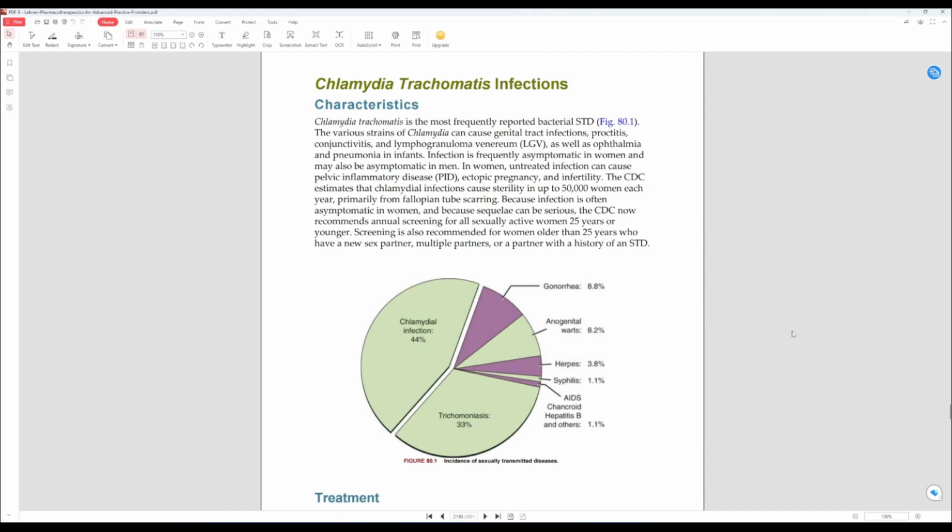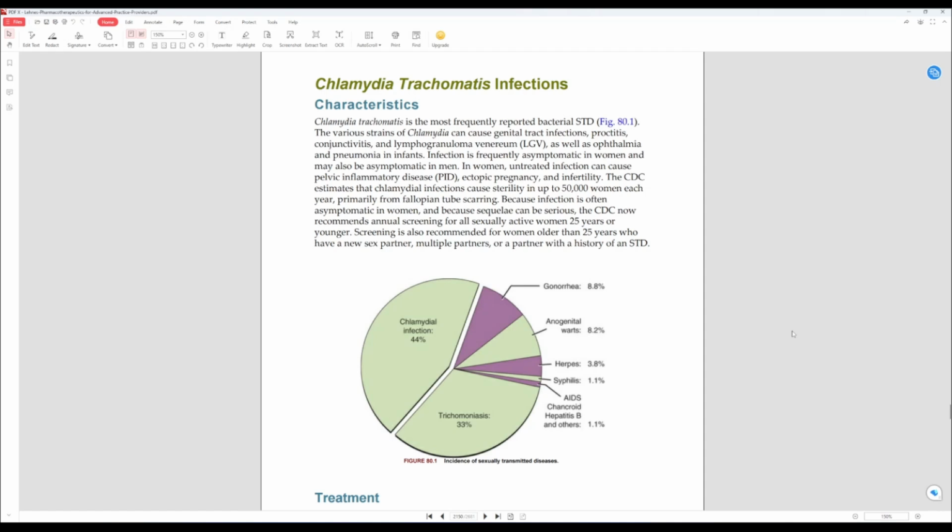Its characteristics. Chlamydia trachomatis is the most frequently reported bacterial STD. The various strains of chlamydia can cause genital tract infections, proctitis, conjunctivitis, and lymphogranuloma venereum, as well as ophthalmia and pneumonia in infants. Infection is frequently asymptomatic in women and may also be asymptomatic in men. In women, untreated infection can cause pelvic inflammatory disease, ectopic pregnancies, and infertility.